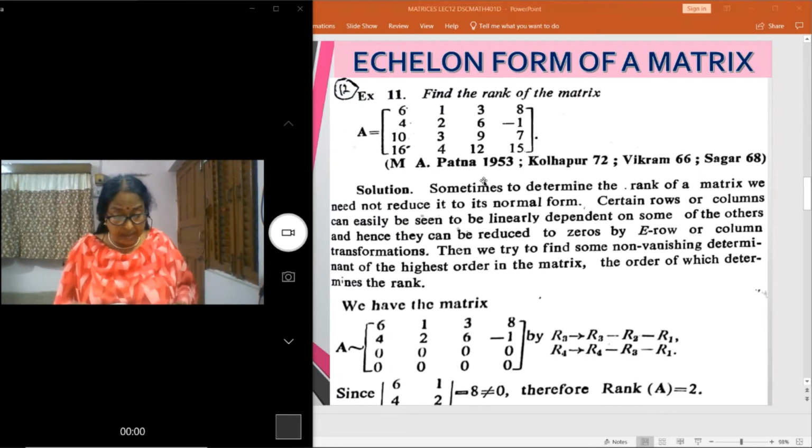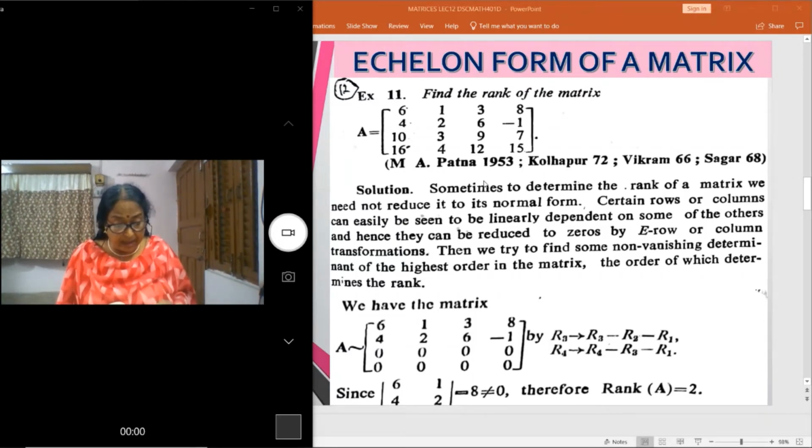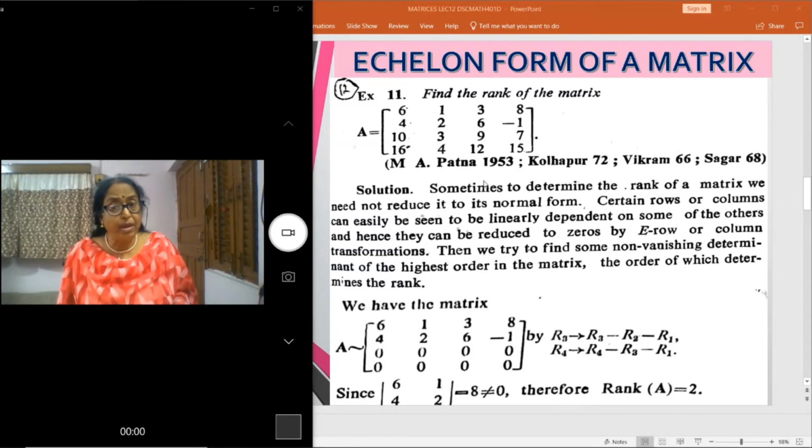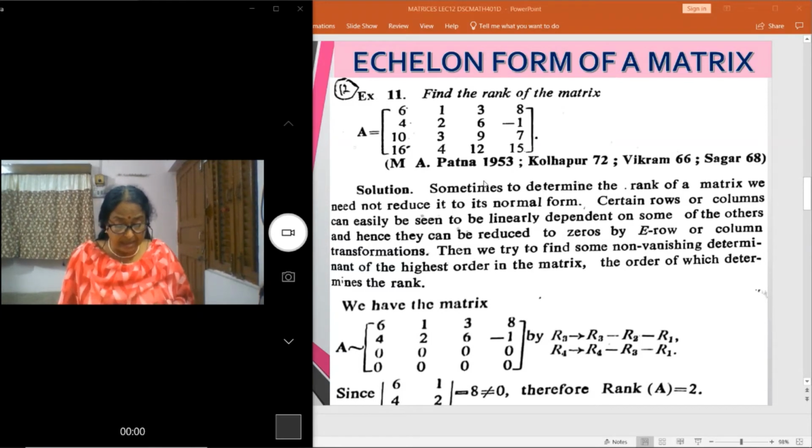Now take another example. Find the rank of the matrix 6, 1, 3, 8, whatever you can see on your screen. Here, at first, when you do a matrix problem, you watch the problem carefully. If by applying any transformation any row becomes 0, you should prefer that at first. So here we can see that 6 plus 4 gives us 10, 1 plus 2 gives us 3, 3 plus 6 is 9, and 8 minus 1 is 7.